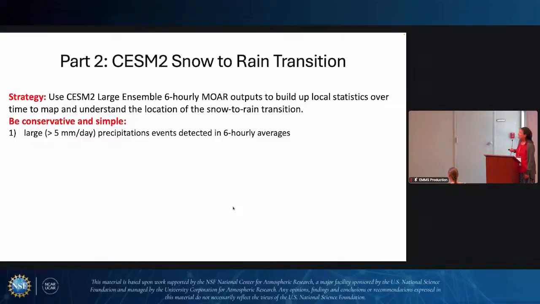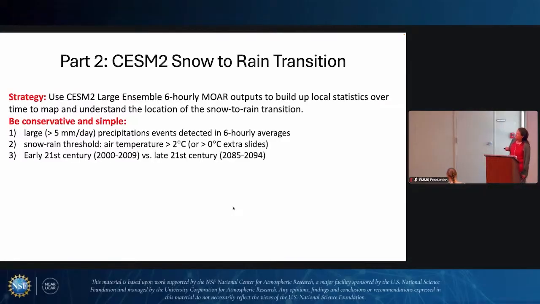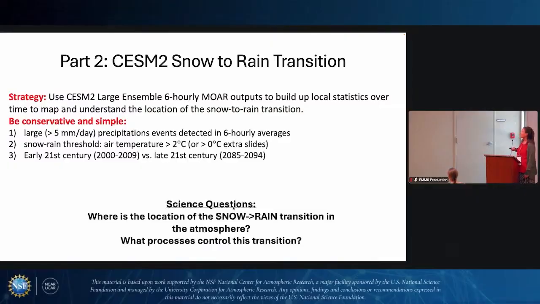I really want to see where we went from a large amount of snow to a large amount of rain. And again, being very conservative with some of the snow to rain thresholds. And here, just comparing early 21st century with late 21st century and trying to think about where this transition is happening in the atmosphere and what are the processes that control it.